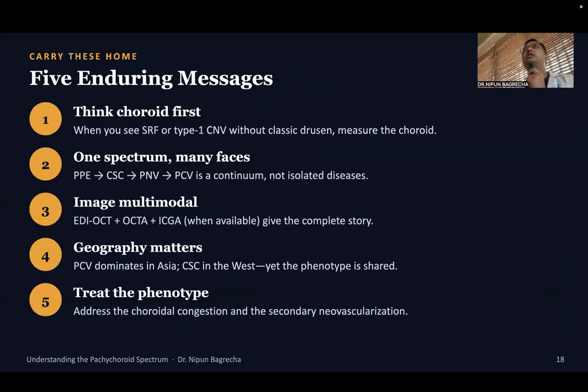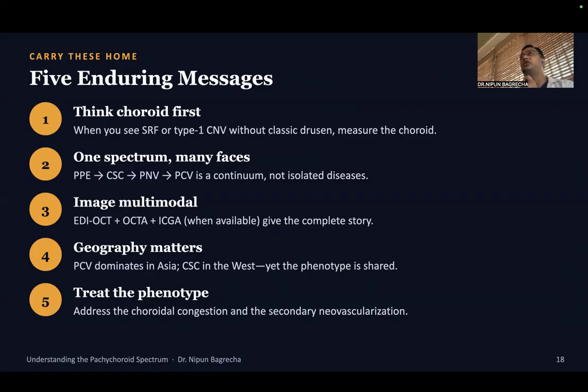So the take-home messages: think choroid first. First, we used to think the leak is at the level of the retina, but now we are going below the retina. We are thinking of the choroid first. We are measuring, and even the software is coming up to measure the choroidal vascularity index. It is one spectrum, but it has many phases, such as pachychoroid pigment epitheliopathy, leading to CSR, then to the neovasculopathy, then PCV. Then we have focal choroidal excavation, peripapillary pachychoroid syndrome. Then a newer one is the vitelliform maculopathy. Multimodal imaging should be done.